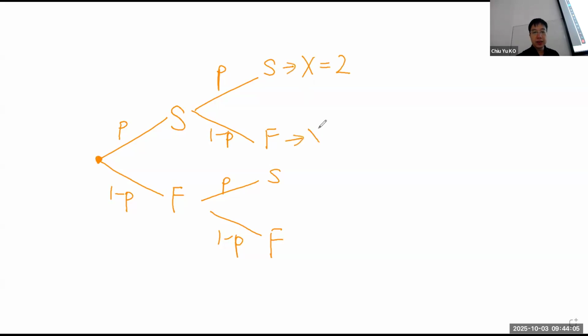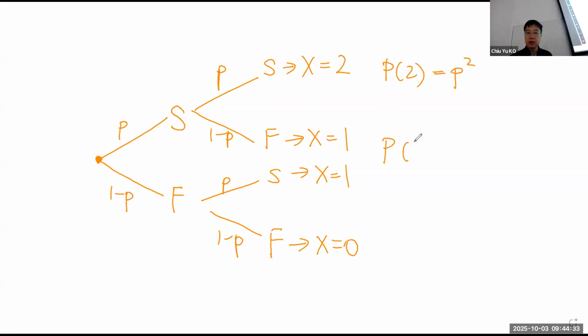And this means x equal to 1. And this is x equal to 1 as well, because failure success. And this is x equal to 0. Okay. And here you can see P of 2, which means that the number of success is 2. It's actually P squared, right? Because you just multiply along the edges.